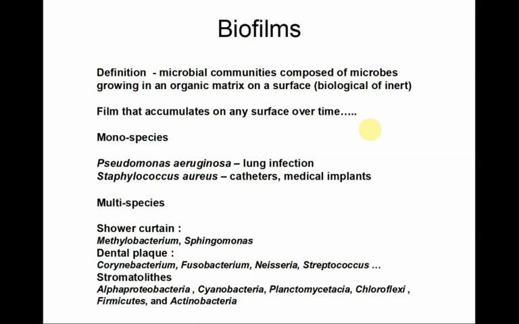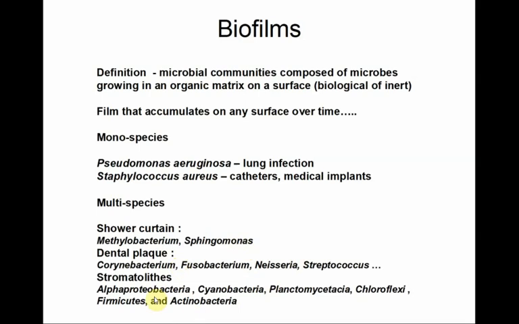Monospecies biofilms are relatively rare. More often you get multi-species biofilms. It's the kind of film that tends to accumulate over time on any surface in your house when you don't clean it very often, like the grey stuff that accumulates on your shower curtain. It can be Methylobacterium sphingomonas. Dental plaque, of course, is a biofilm with several species at different levels within the plaque.